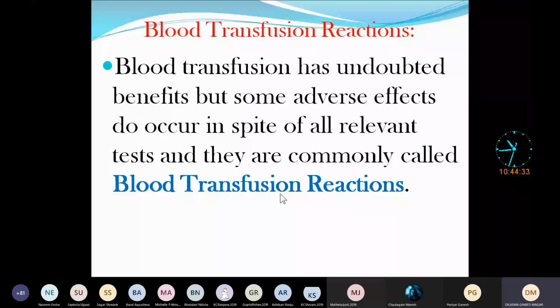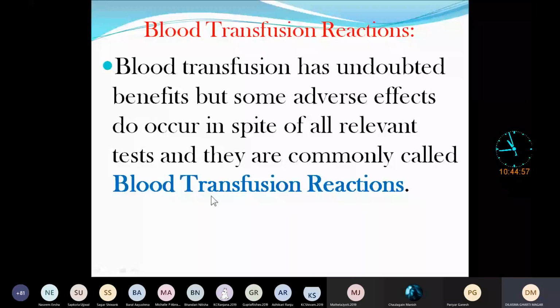So here, blood transfusion definitely has benefits, isn't it? But sometimes, I told you that we will take the donor's history, do the basic screening tests, and do the cross-matching, major cross-matching and minor cross-matching. But still, sometimes blood transfusion reactions will occur, understood here?